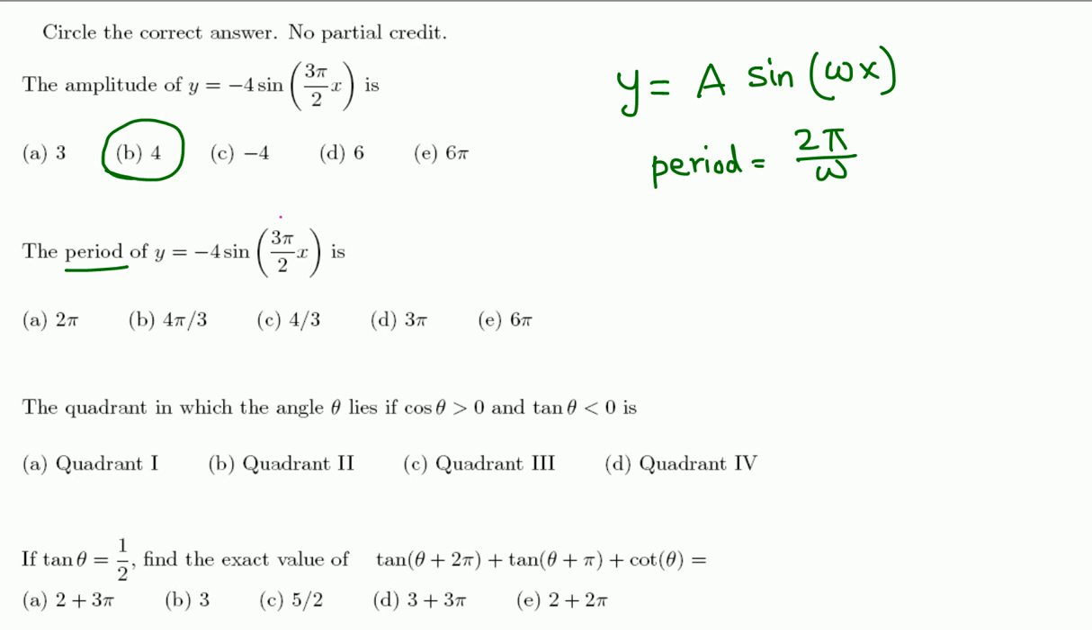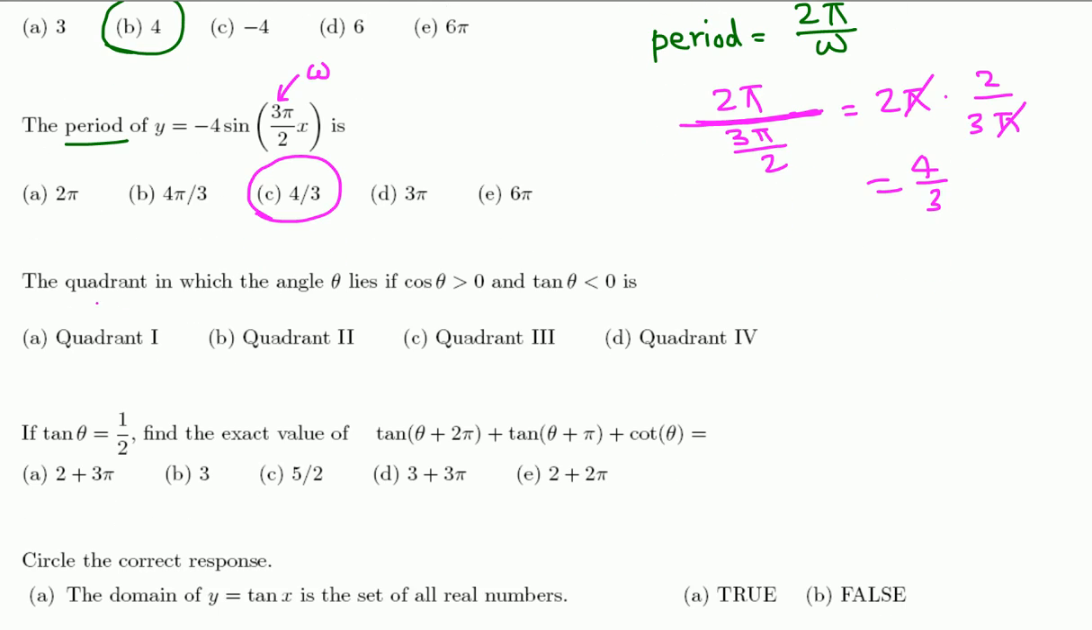So in this question, omega is 3 pi over 2, so the period is 2 pi over omega. Omega is 3 pi over 2. Okay, let's simplify this complex fraction. Keep, change, flip: keep the original, change division to multiplication, flip. So 2 pi times 2 over 3 pi. Pi cancels. 2 times 2, 4 over 3, which is here.